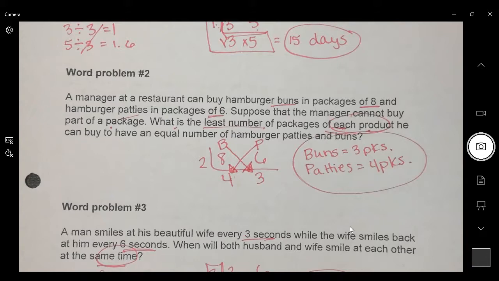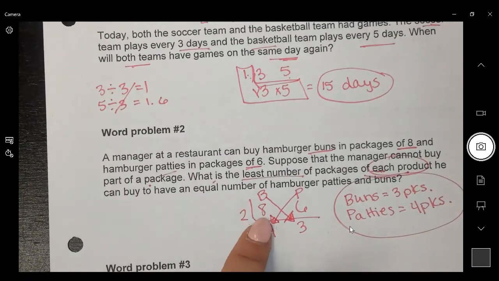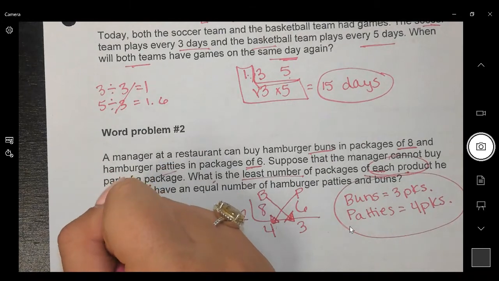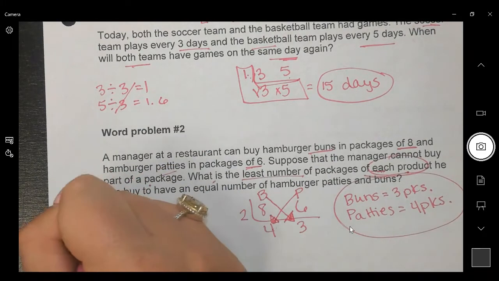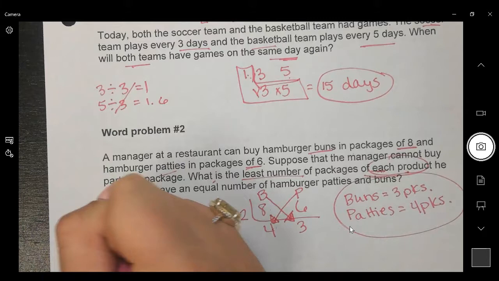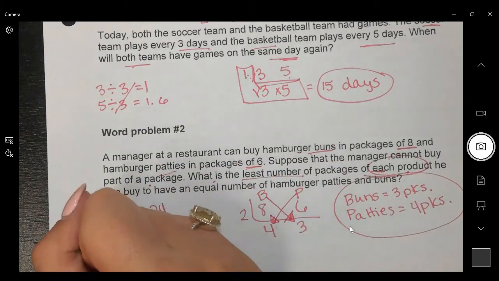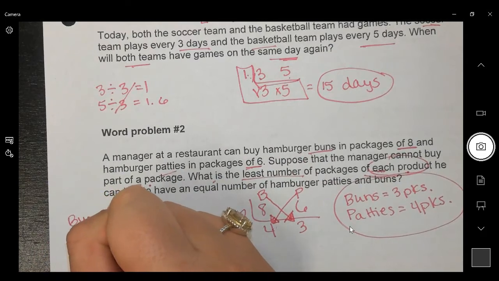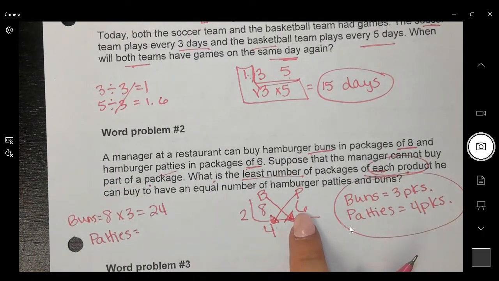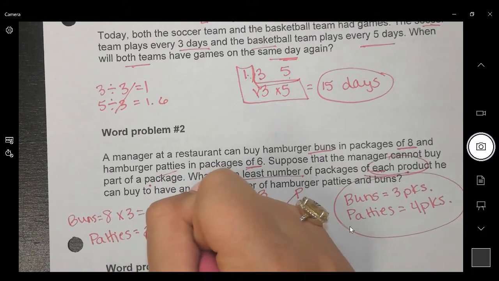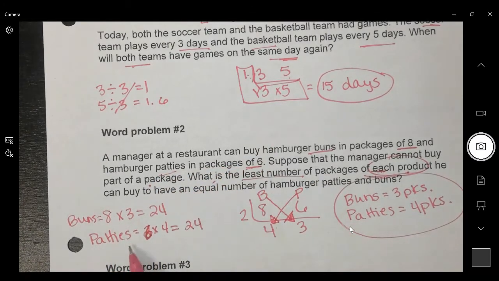And the reason it works, all right, buns come in packs of 8, and I need 3 packs of that. So 8 times 3, this is buns, gives me 24 buns. Patties come in 6 in a pack, and I need 4 packs. So 6 times 4 is going to give me 24 patties.